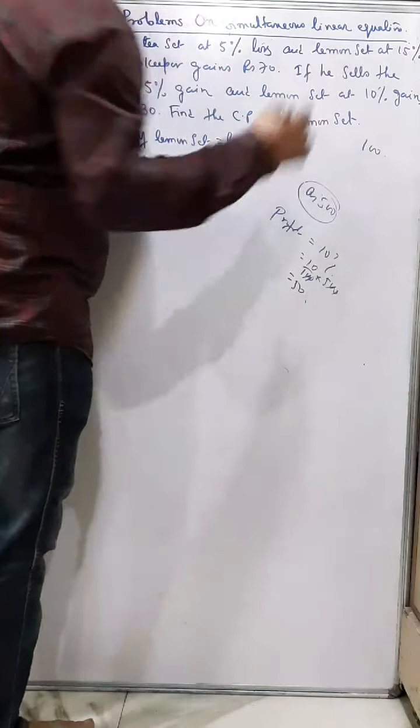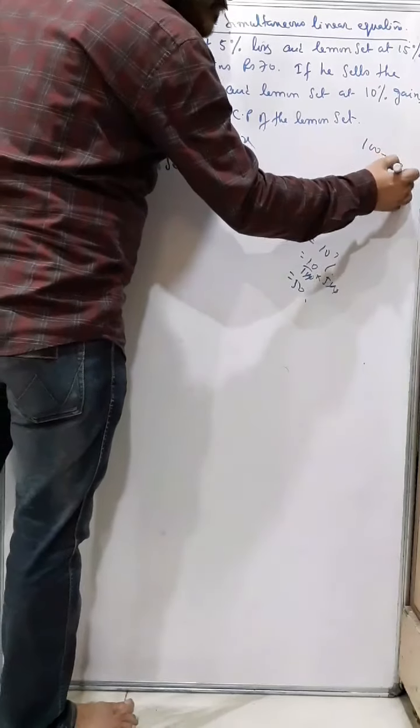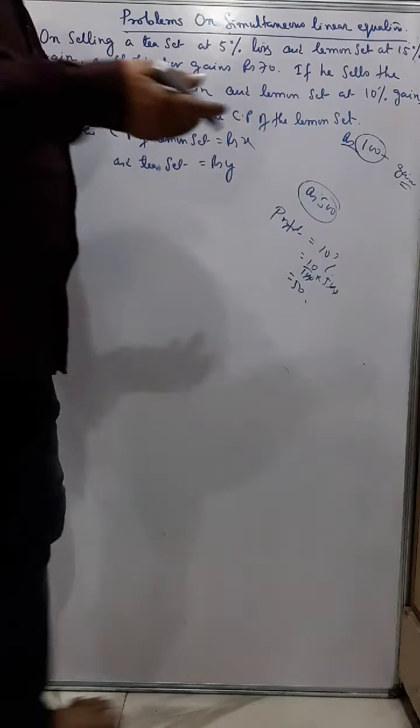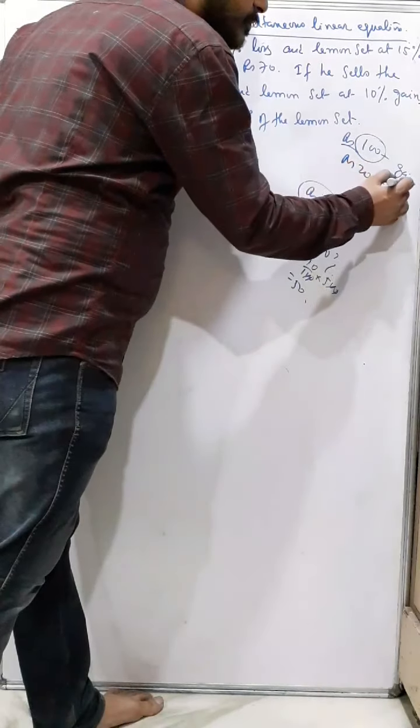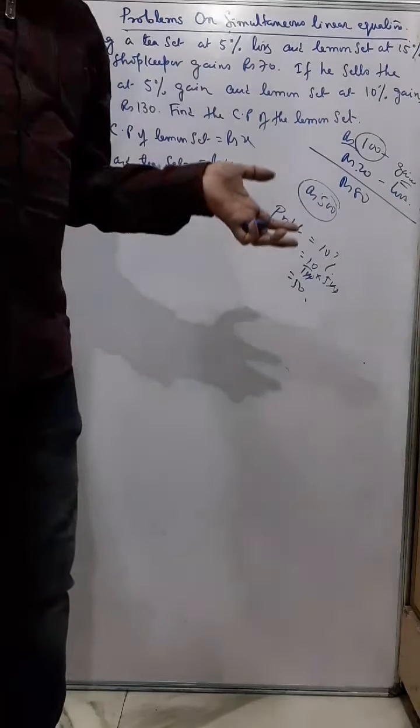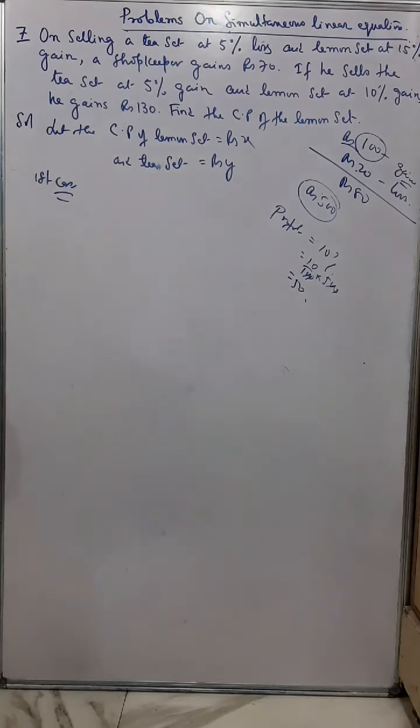Now suppose I gain 100 rupees from the tea set and I lose 20 rupees on the lemon set. So by selling one article I am gaining 100, and by selling another article I am losing 20 rupees. Then what will be my final profit? My final profit will be 80 rupees. 100 rupees I gained in one place, and in the other place I lost 20. So my final profit will be 80. The same concept applies in the first case.